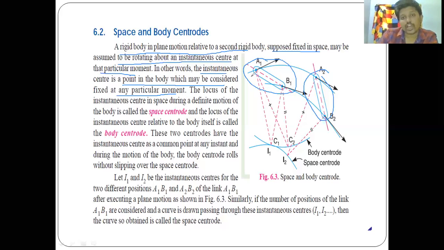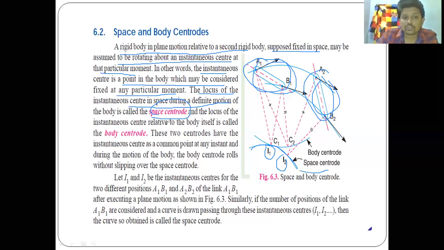Now, as we have two rigid bodies here, we definitely have two instantaneous centers. The locus of the instantaneous center in space is called the space centroid. Okay? The locus of the instantaneous center in space is defined as the space centroid. You can see the space centroid here. This is instantaneous center 1 and this is instantaneous center 2. The locus of these instantaneous centers is defined as our space centroid.